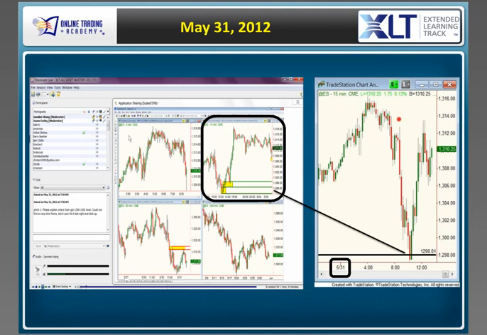Okay, so that's what happened a little bit later. No, we did not. I suppose you could have initiated a short maybe up here, but we didn't. Instead, the opportunity that day was to buy. All right. Let's move forward.